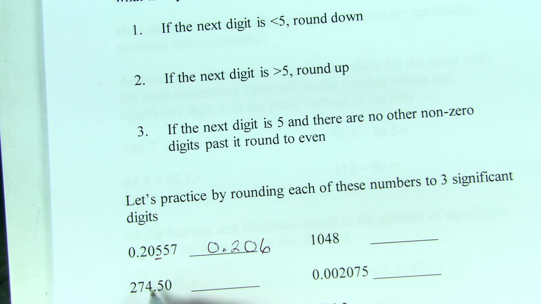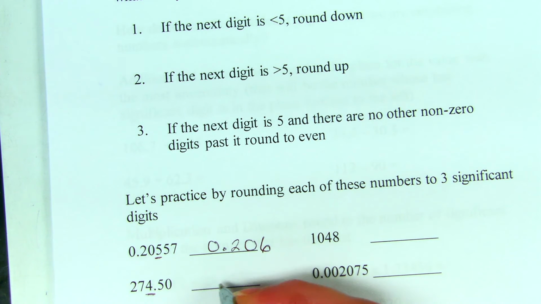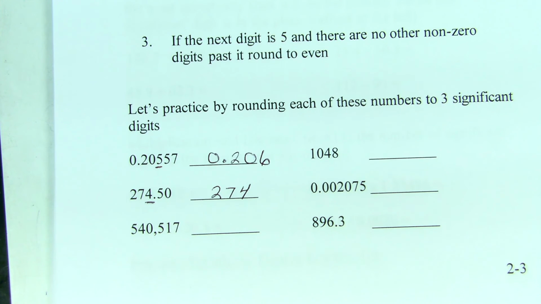274.50. I want to stop in the ones place with 3 significant digits. So I look at the next digit, it's a 5, and after it is a 0, so it is exactly 5. Since 4 is an even number, I leave it as 274. Would most of you have thought to round that up to 275? Yeah, that's what's common in math classes in the K-12 system. Why do we do it this way in chemistry? Because if you're rounding up half the time when it's exactly 5 and rounding down, it gives you a better average. That's why.